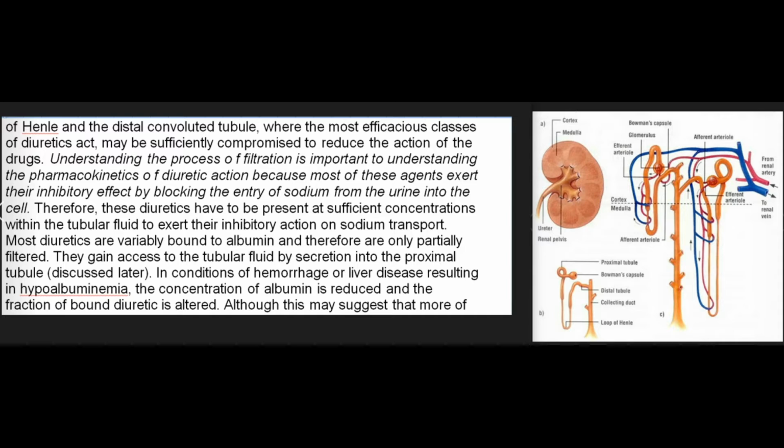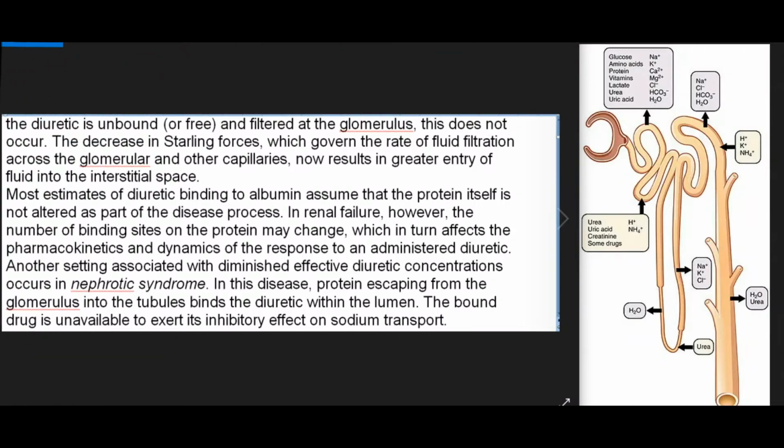In conditions of hemorrhage or liver disease resulting in hypoalbuminemia, the concentration of albumin is reduced and the fraction of bound diuretic is altered. Although this may suggest that more of the diuretic is unbound, or free, and filtered at the glomerulus, this does not occur. The decrease in Starling forces, which govern the rate of fluid filtration across the glomerular and other capillaries, now results in greater entry of fluid into the interstitial space.